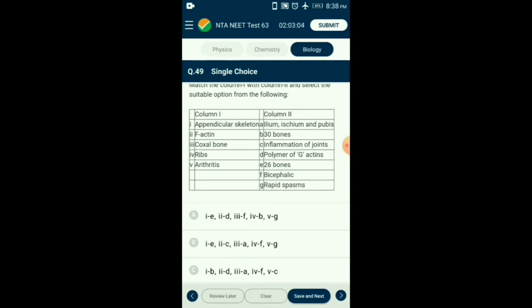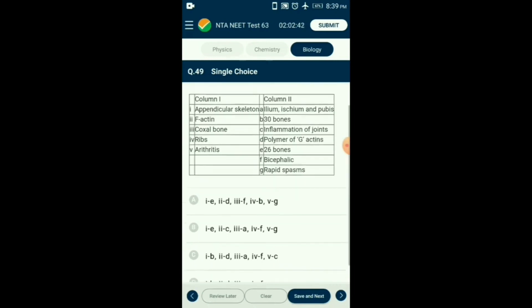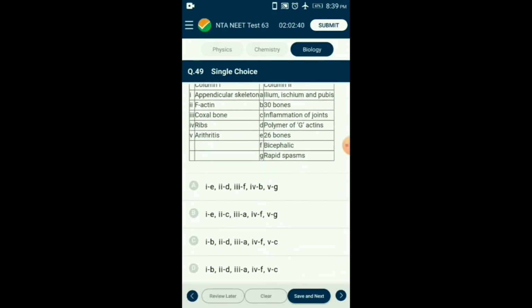Arthritis is a swelling and tenderness of one or more joints. The main symptoms of arthritis are joint pain and stiffness. Spasms of skeletal muscles are most common and are often due to overuse and muscle fatigue. So the answer for this question is option C. C is correctly matching.